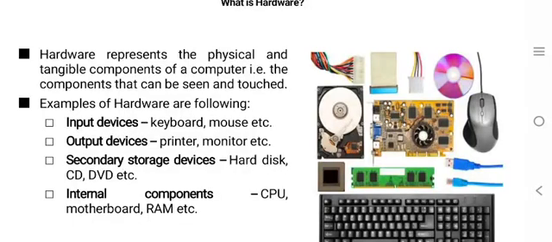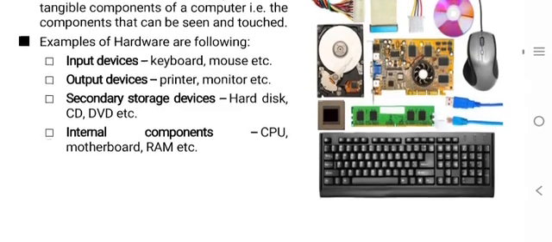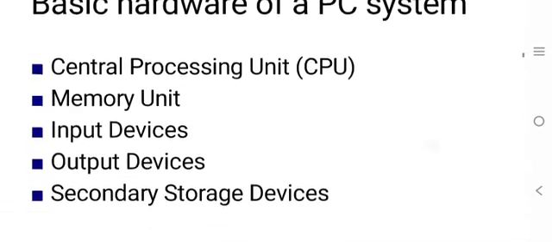Now the next one is the hardware. The hardware is the tangible component of the computer. Tangible component means a component we can move from one place to another place. For example, it includes input devices like keyboard, mouse, output devices like monitor, printer, and storage devices like hard disk or CD. Inside the system, we also have the CPU, motherboard, and the memory unit.